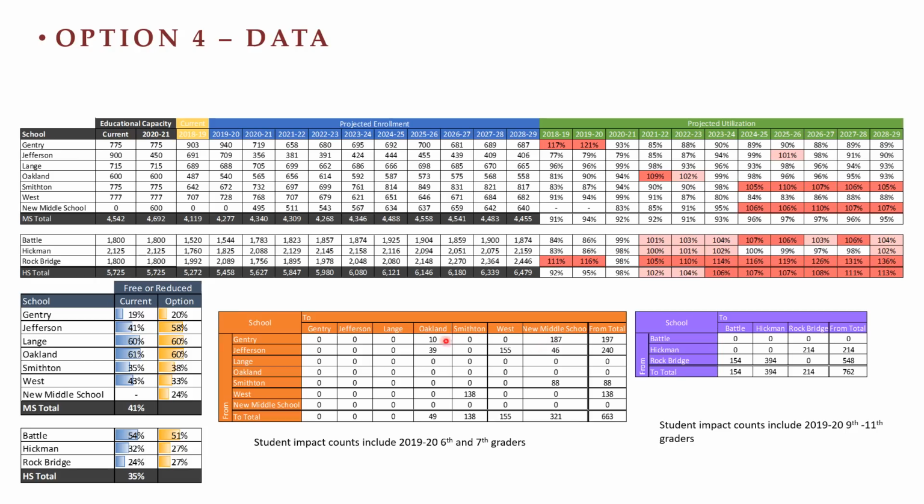These tables again show our from each middle school to each middle school, the students that would be moving, and then we show from each high school to each high school. And so again, this is just to give you the numbers for option 4.